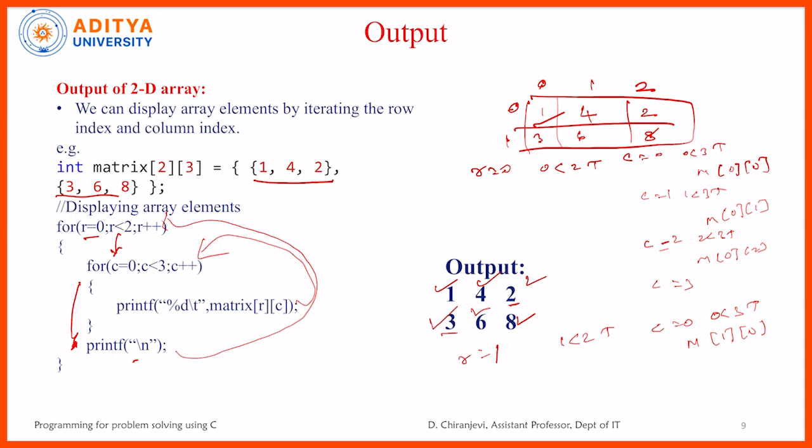After that, when C value is 3, it is false, when it becomes false it will come outside, so the cursor will be moved to the next row, nothing is there. So again you update R value, it became 2, so 2 less than 2 false, so by the time you printed 1 4 2 3 6 8.